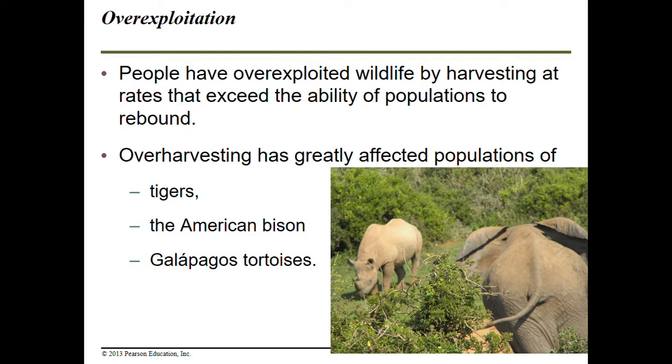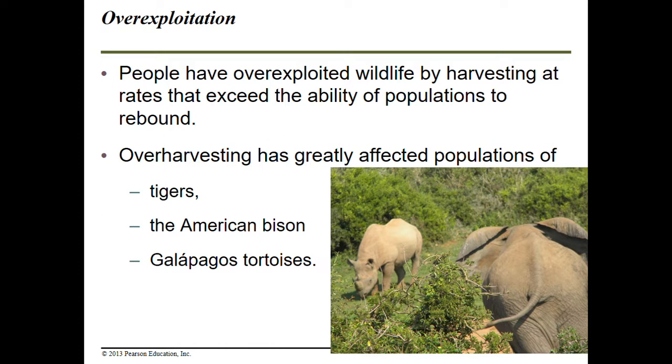Another way ecosystems can be disturbed is via overexploitation. So that's taking wildlife faster than the population can rebound. That's like the fish being taken out of the coral reef. Tigers are being taken out for their fur. American bison are being taken out for their meat faster than their populations can replenish. Galapagos tortoises have such a long generation time, and they reproduce extremely slowly.